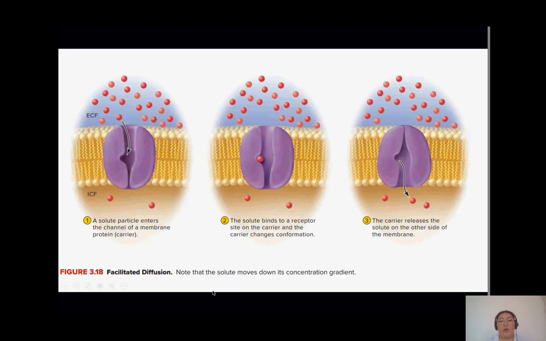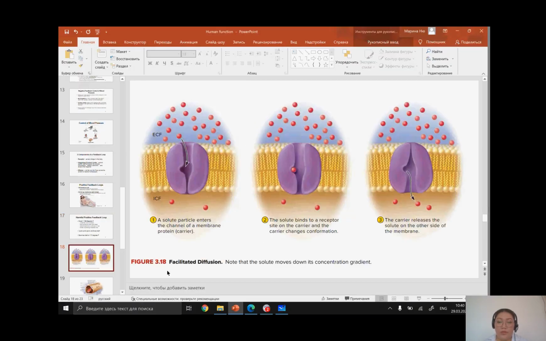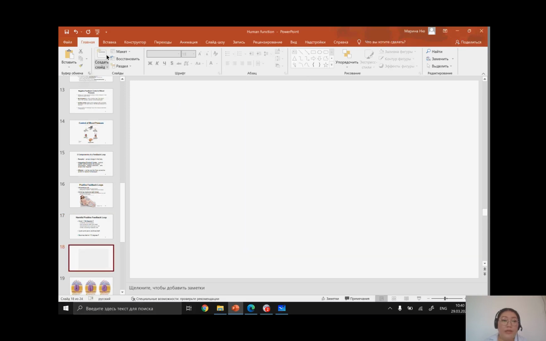The next one we should consider is the gradient. But before that, I want to talk to you about the mechanisms of transport. The first mechanism is diffusion. On this particular slide, you can see facilitated diffusion, but we have simple diffusion too. What is diffusion? I think you know it. Let me add the slide to this. Okay, the simple diffusion.